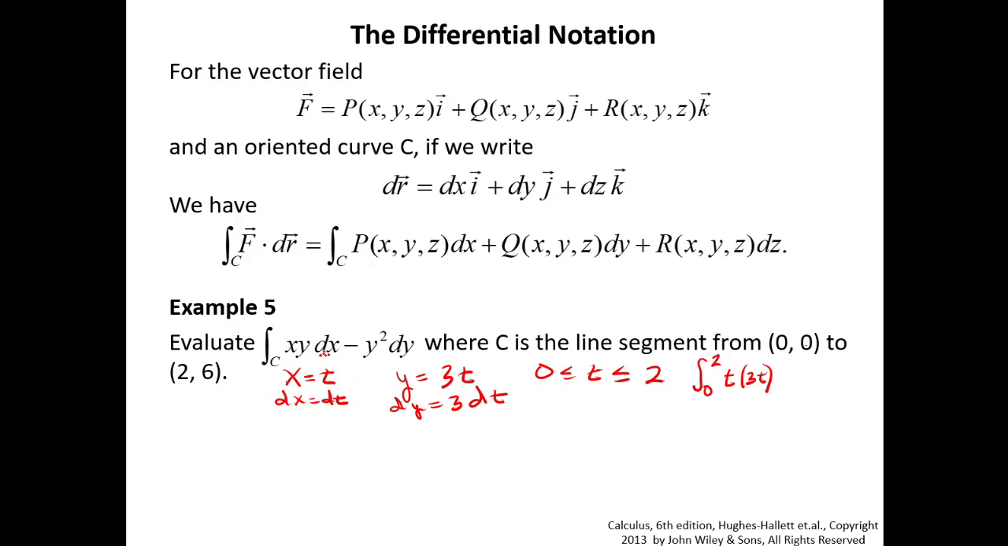So that first part's okay, t times 3t dt, because dx is equal to dt. And then we're going to subtract, well, what's y squared? y squared is 3t squared, so that's 9t squared times dy, but dy is 3 dt, so we have to multiply by 3 dt. Okay, and so that's going to give us negative 27.